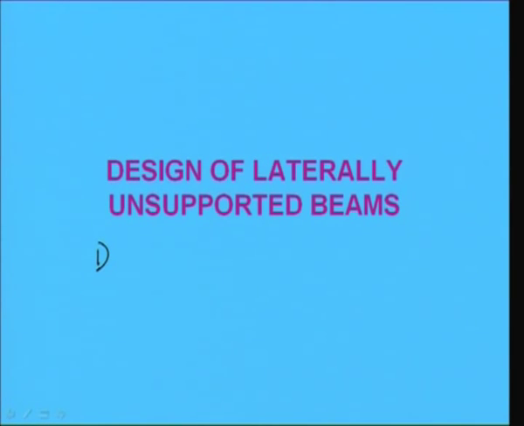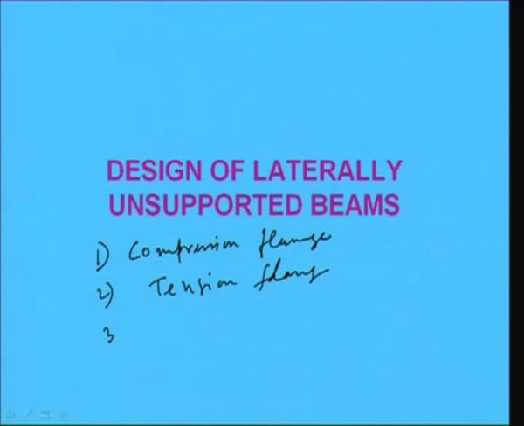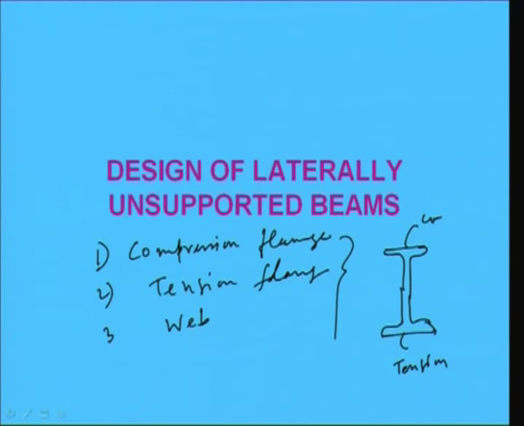As we know, three components are there: compression flange, tension flange, and web. These three components are there, because if we see, say, an I section, this is the tension flange and this is the compression flange. We see that the flange thickness is too small compared to the depth D of the web. So there will be chances of buckling if we do not provide support. So we have to calculate the allowable compressive stress due to bending in a different way.